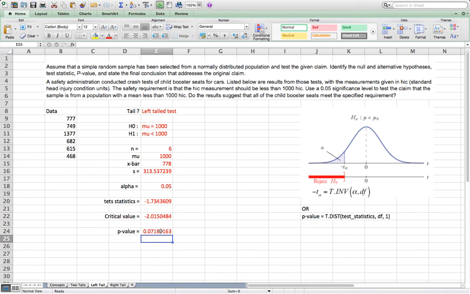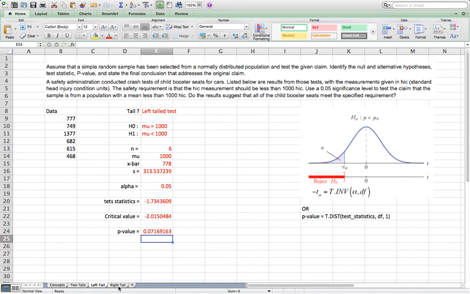So you have a large p-value. The p-value is greater than the significance level. So a large p-value means fail to reject the null hypothesis. So we will make the same conclusion. There is insufficient evidence to support the claim that the HSC measurement is less than 1,000 HSC.